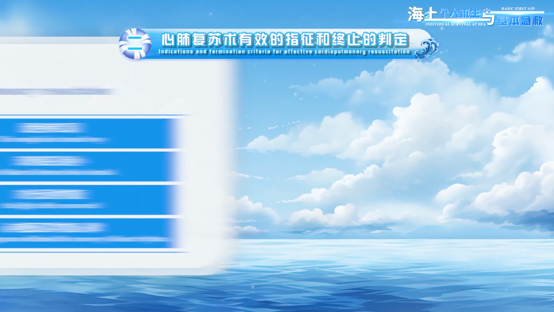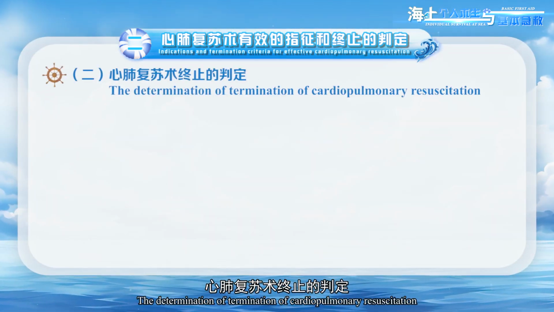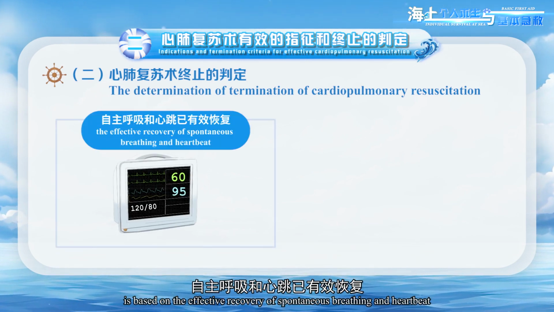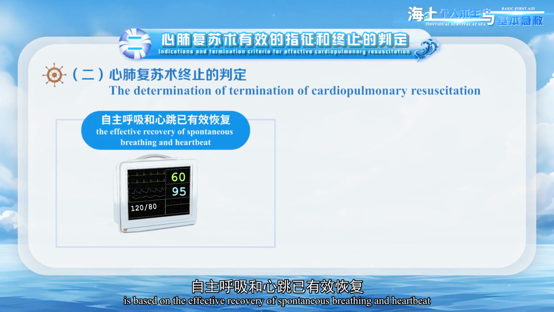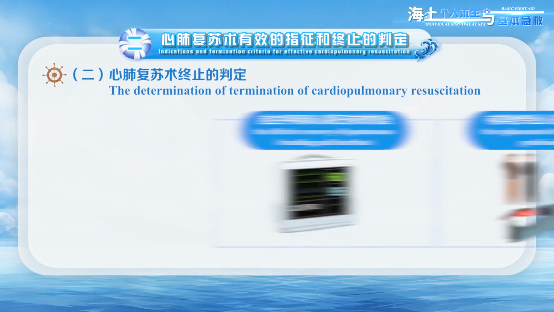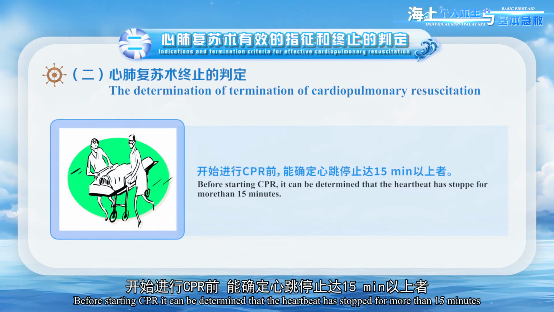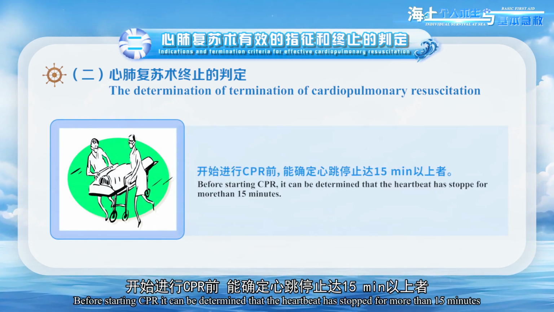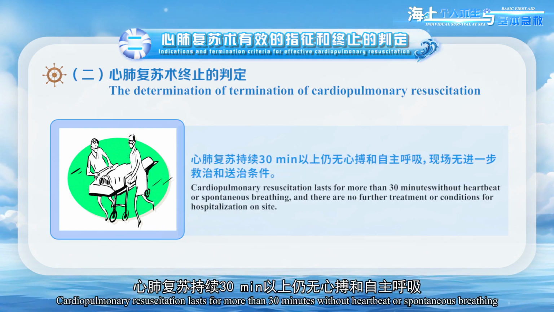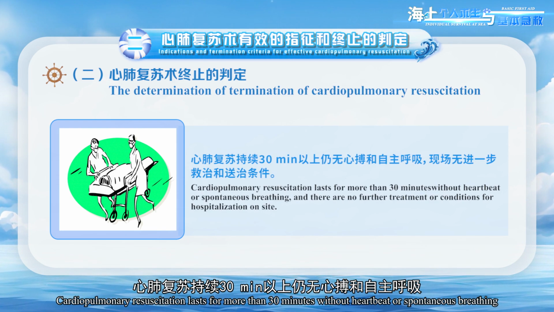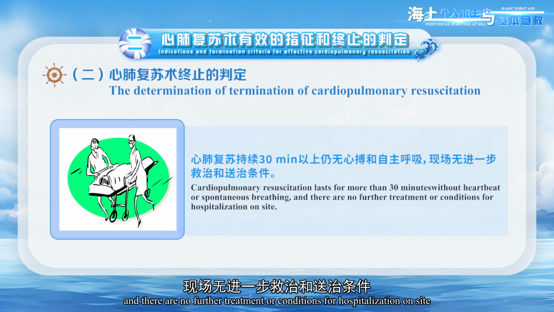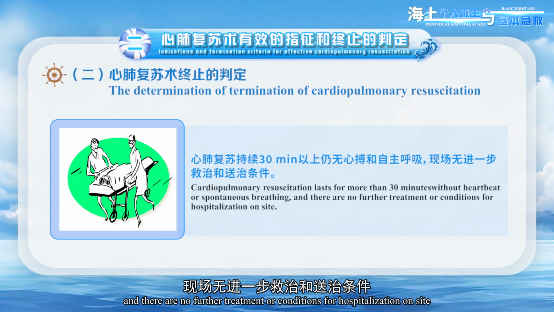heart rhythm. The determination of termination of cardiopulmonary resuscitation is based on the effective recovery of spontaneous breathing and heartbeat, or the replacement of rescue by other professionals. Before starting CPR, it can be determined that the heartbeat has stopped for more than 15 minutes. Cardiopulmonary resuscitation lasts for more than 30 minutes without heartbeat or spontaneous breathing, and there are no further treatment or conditions for hospitalization on site.